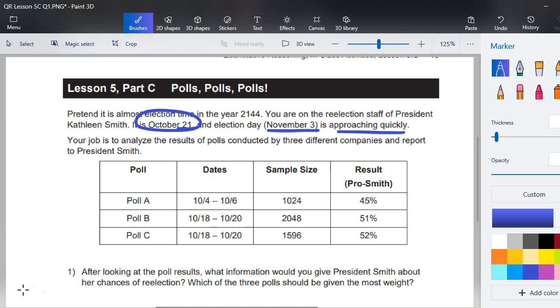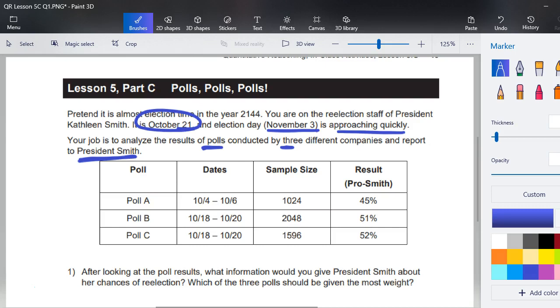Your job is to analyze the results of polls conducted by 3 different companies, and you're to report out to President Smith. Question number 1. After looking at the results, what information would you give President Smith about her chances of re-election, and which of the 3 polls should be given the most weight? Hit pause, write down a couple of thoughts, and then come back.